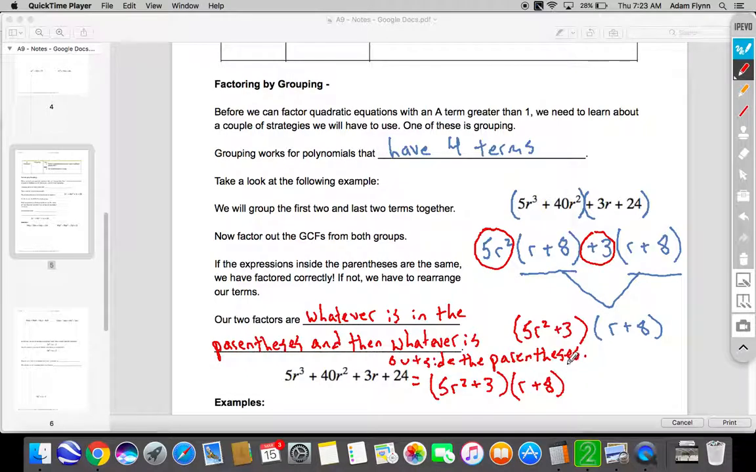Okay, at this point, you can move on to the example video for A9 factoring by grouping.